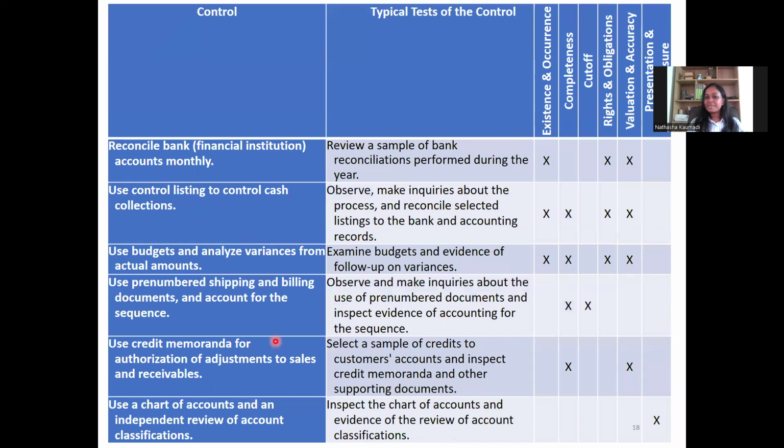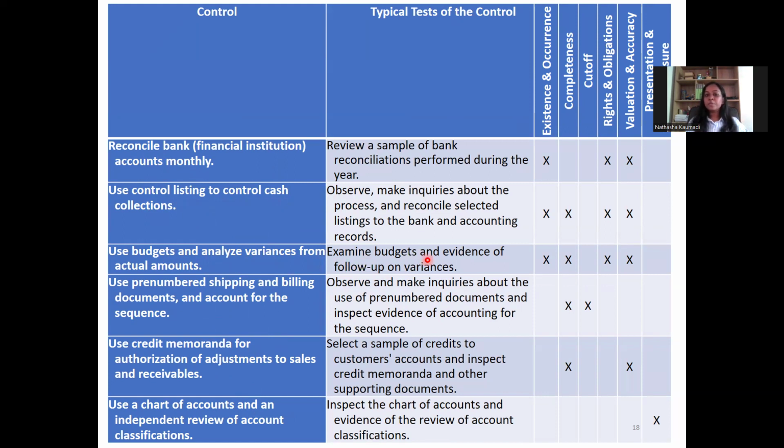So those are the controls and tests of controls. You have so many examples. Reconcile bank accounts monthly. Use control listing to control cash collection. Use budgets and analyze variances from actual amounts. So what is the test of control? Examine budgets and evidence of follow-up on variances.